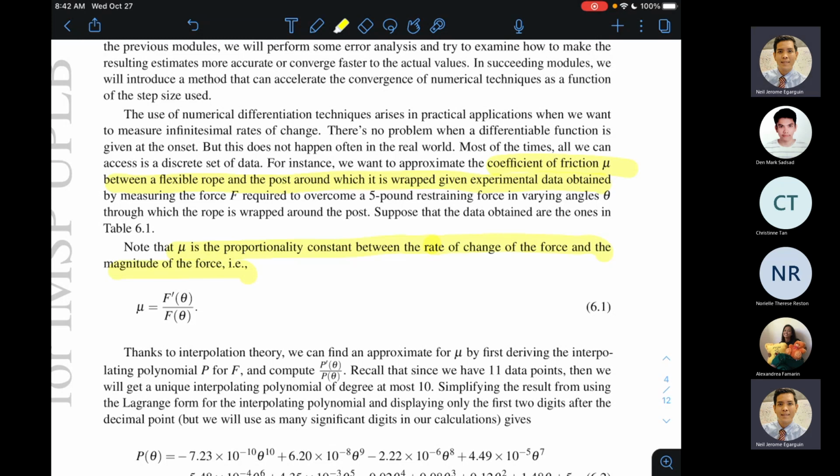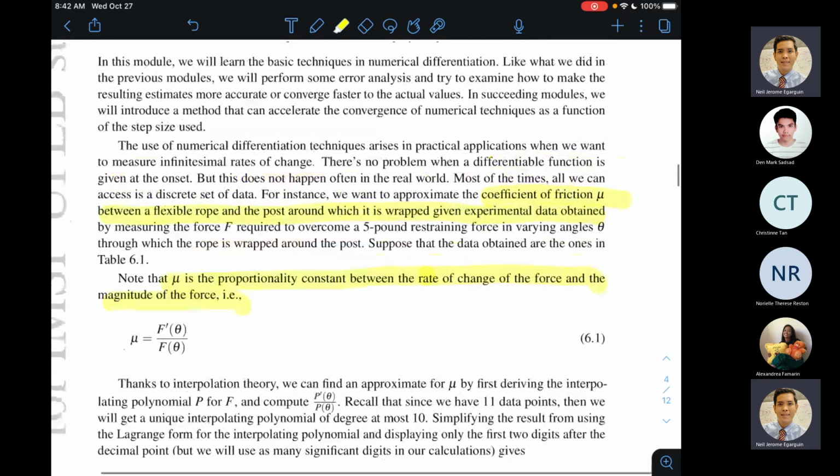Now again, to compute mu, it's a constant of proportionality, but it is defined to be the ratio of F prime and F. So the problem is, if you want to measure this and you only have experimental data, you compute F, the force needed to overcome the 5-pound restraining force at given angles theta between the force itself and the post.